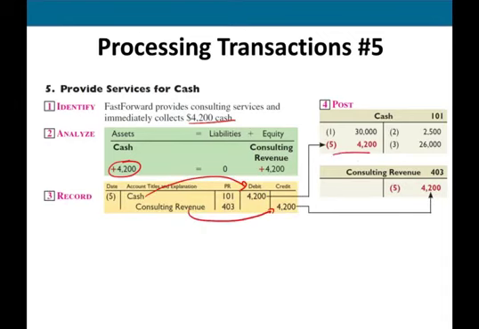Now if I ask you, what is the cash account? Cash account went up by 4,200 from the prior balance. So you add up all the debits, add up all the credits, take the difference. What is my consulting revenue? My consulting revenue is 4,200.